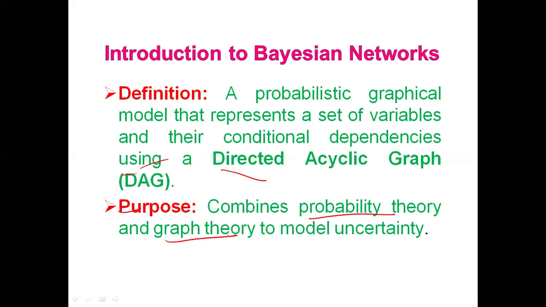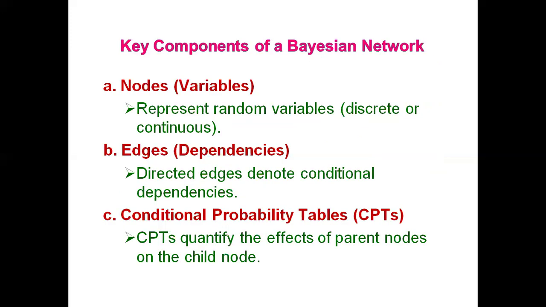to model uncertainty effectively. By capturing dependencies between variables, Bayesian networks allow us to compute the likelihood of various outcomes, making them useful in decision making, prediction, and diagnosis. And the key components of Bayesian networks: there are three things we should know: nodes, edges, and conditional probability tables, CPTs. Nodes, otherwise we are calling them variables.